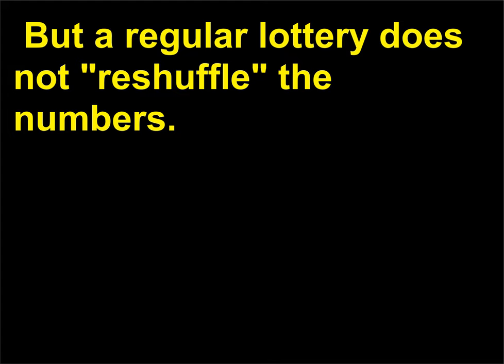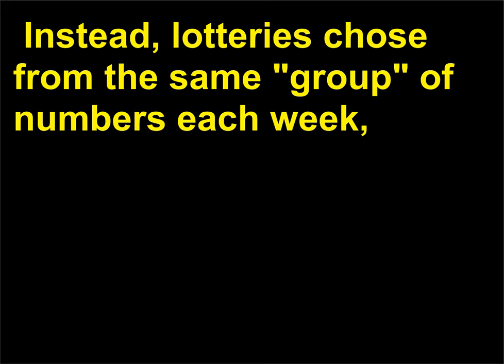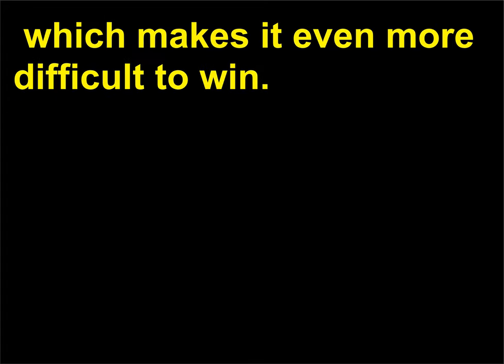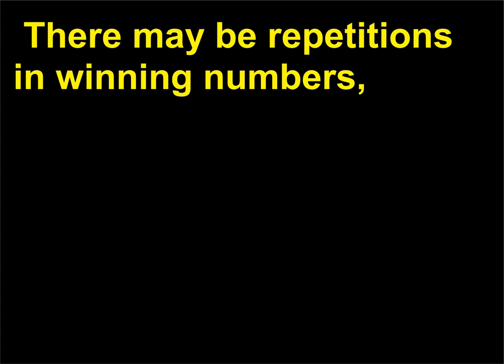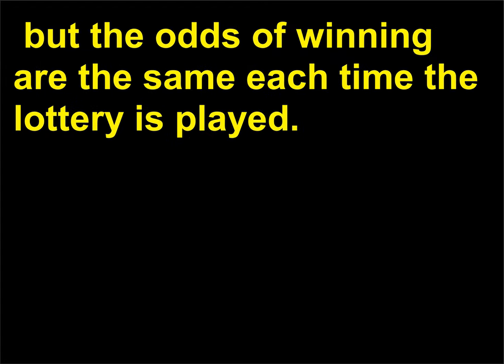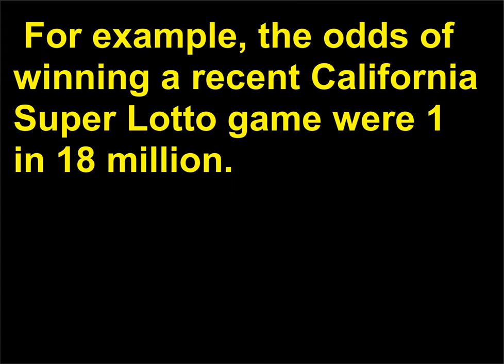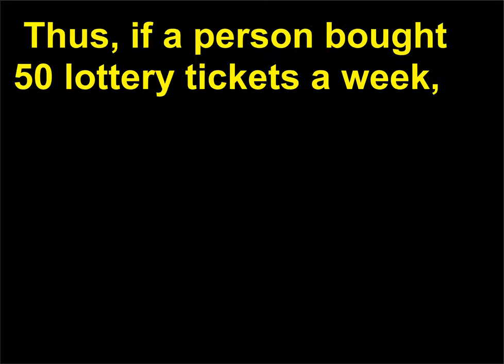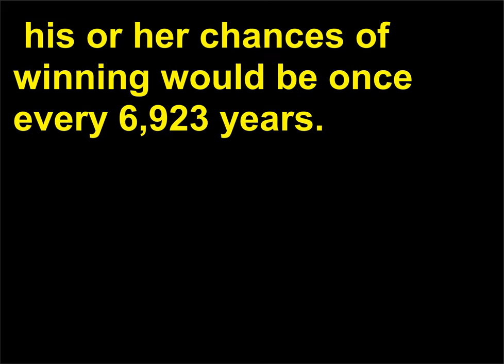But a regular lottery does not reshuffle the numbers. Instead, lotteries choose from the same group of numbers each week, which makes it even more difficult to win. There may be repetitions in winning numbers, but the odds of winning are the same each time the lottery is played. For example, the odds of winning a recent California Super Lotto game were 1 in 18 million. Thus, if a person bought 50 lottery tickets a week, his or her chances of winning would be once every 6,923 years.